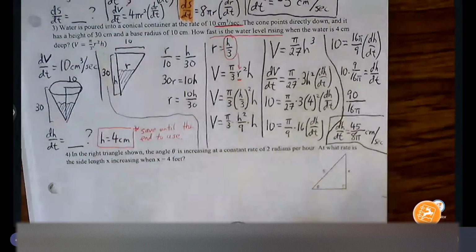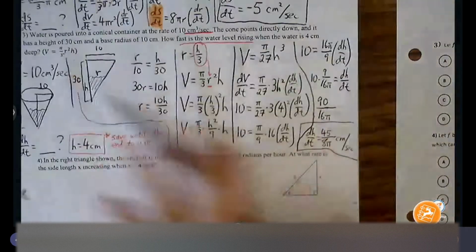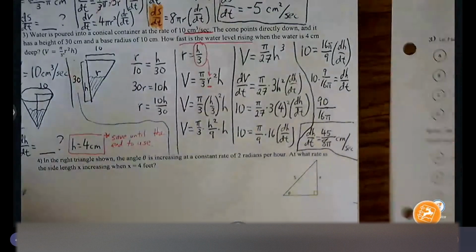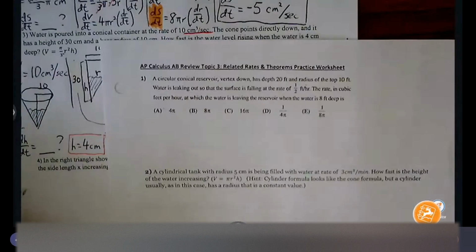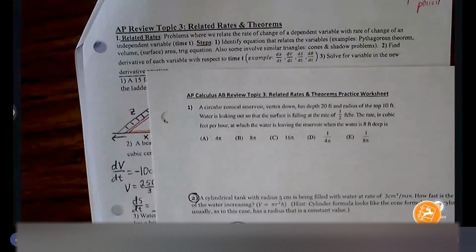So I want to talk about something that looks very similar, but it's a completely different set of process. So on the homework sheet, I want us to do this homework together. This is off of the other handout that you picked up yesterday. This is the related rates and theorems practice worksheet. And I want us to look at number 2. So if we can do that together here. So there's number 2 off of the practice worksheet from yesterday.